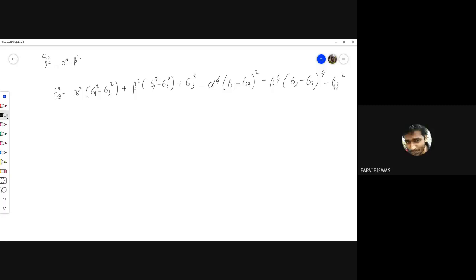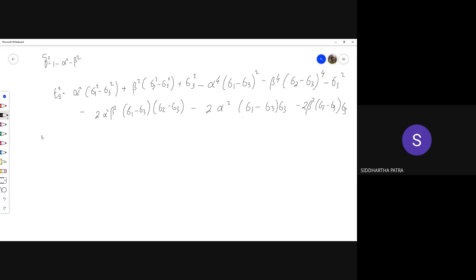So 2 minus, sorry, 2 alpha squared, minus 2 alpha squared beta squared into bracket 1 minus alpha squared, sorry, sigma 1 minus sigma 3 into sigma 2 minus sigma 3. Minus 2 minus alpha squared into sigma 1 minus sigma 3 into sigma 3. Minus 2 beta squared sigma 2 minus sigma 3 into sigma 3. Okay, so this is the total expression for TS squared.